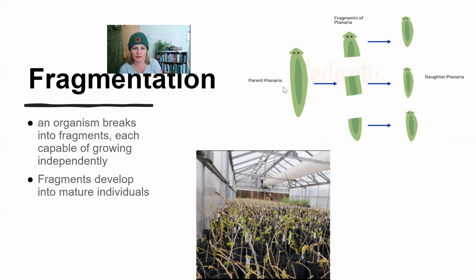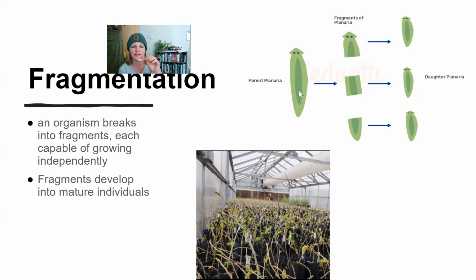Some animals can do this. So we have a flatworm, a little image of a flatworm here. You can cut it up, and then each of these fragments will grow into another individual. These are all genetically the same as each other and genetically the same as the parent. And so that's a pretty cool little thing to do.